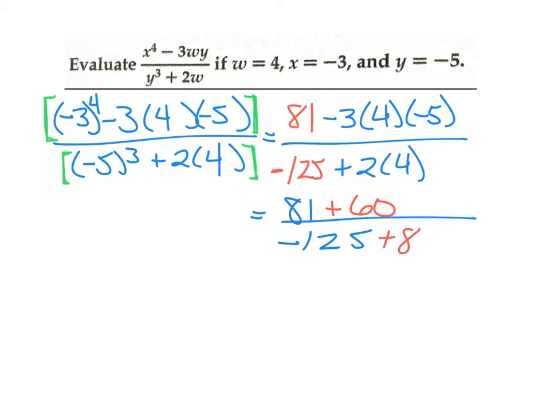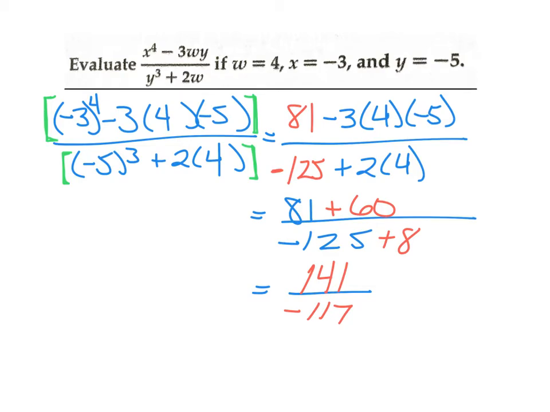We still don't have everything simplified. We still have a numerator and denominator to deal with. In the numerator, 81 plus 60 is going to be 141. And in the denominator, negative 125 plus 8 is the same as the opposite of 125 minus 8. So 125 minus 8 is 117.